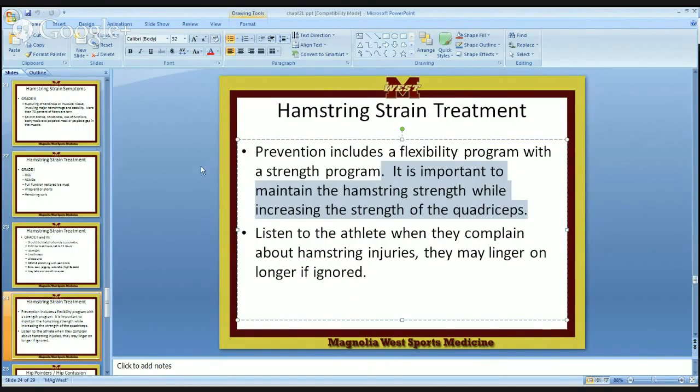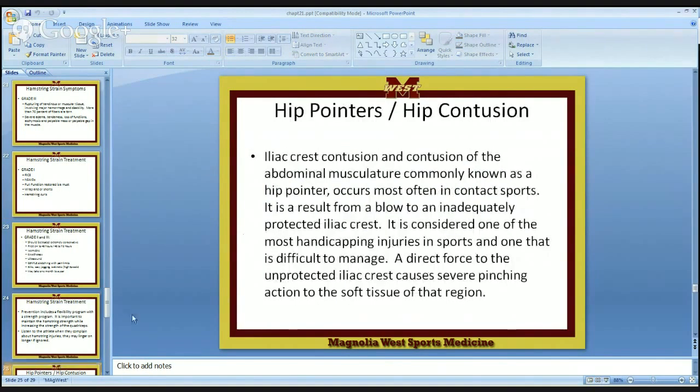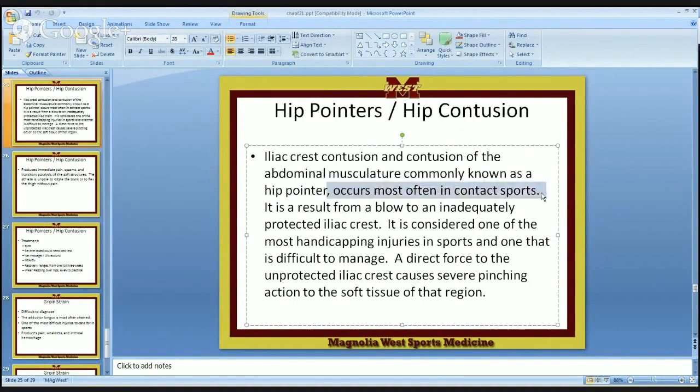All right, let's go to slide 25. Next slide. There we go. Hip pointers. We talked about that today. Hey, hip pointers occur most often when? Contact sports. Hey, dude, that's true. So don't get suckered into thinking it's a non-contact sport. Hip pointer is considered one of the most handicapping injuries in sports and difficult to manage. Remember that we take these quizzes or these tests straight from your notes.